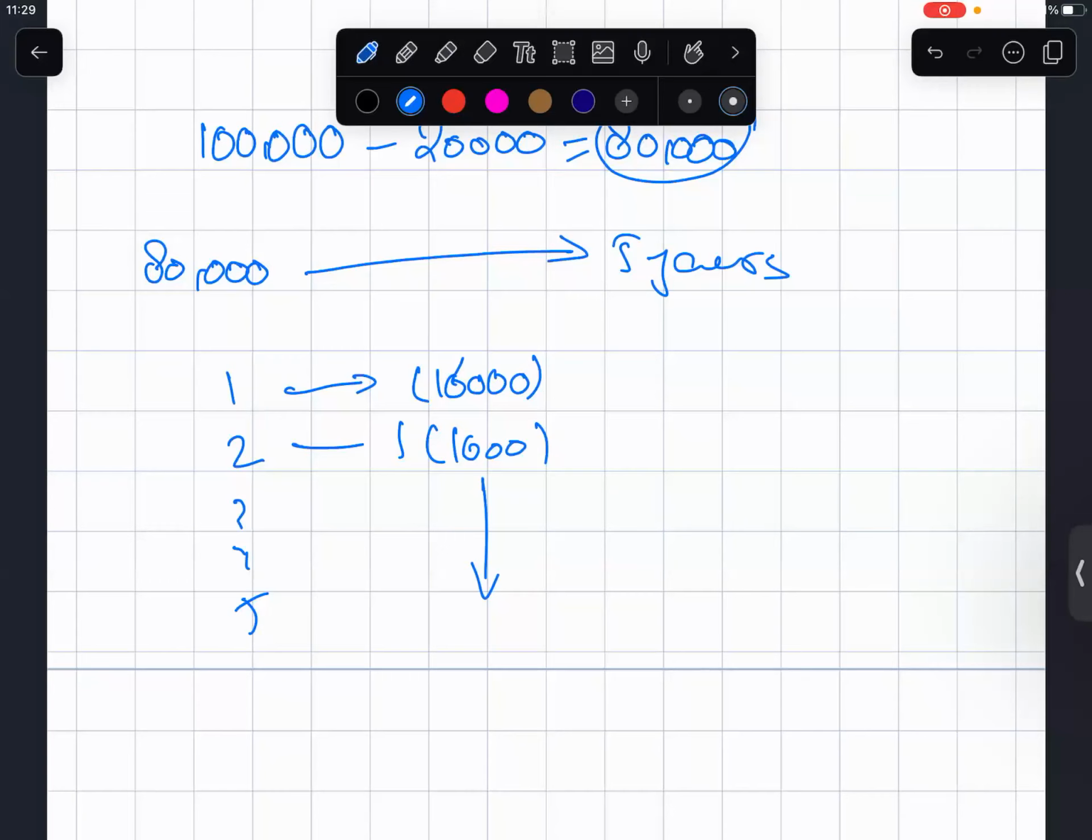Sir, I have a question. Okay. Sir, when the question comes, do we know which method we have to use, or do we have to understand the method we have to use?